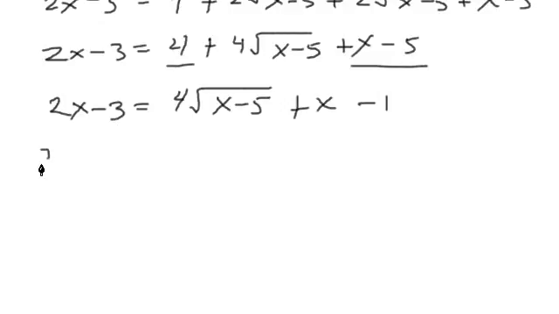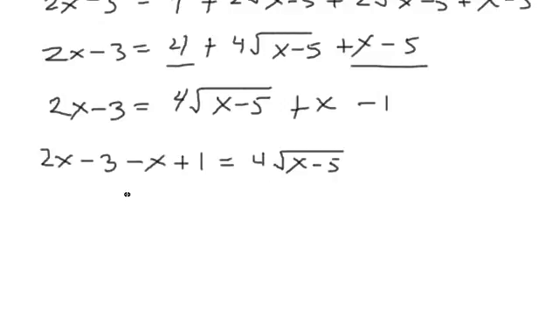Alright, so we have 2x minus 3, bring the x over, that becomes a minus x, and then bring this minus 1 over becomes positive 1. And so now we're left with 4 times the square root of x minus 5. We want to now simplify this left side, so 2x minus x is x. And negative 3 plus 1 is negative 2.